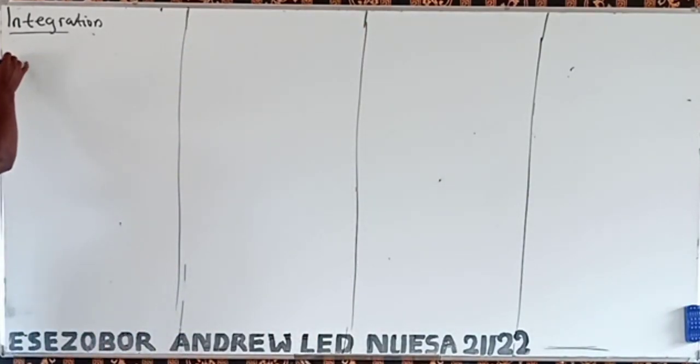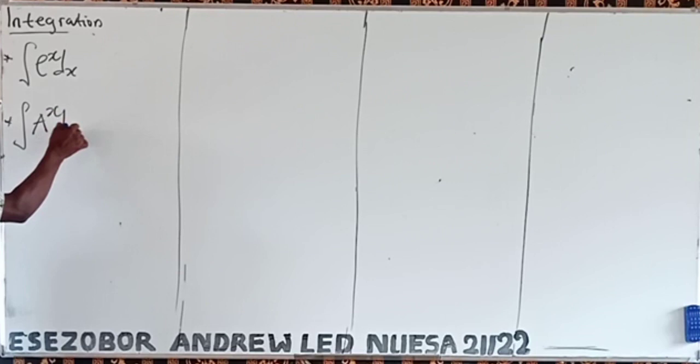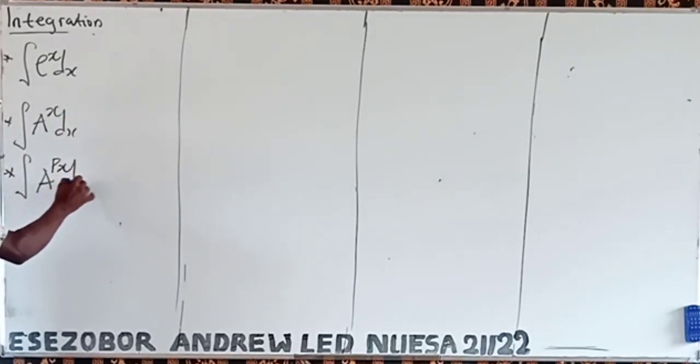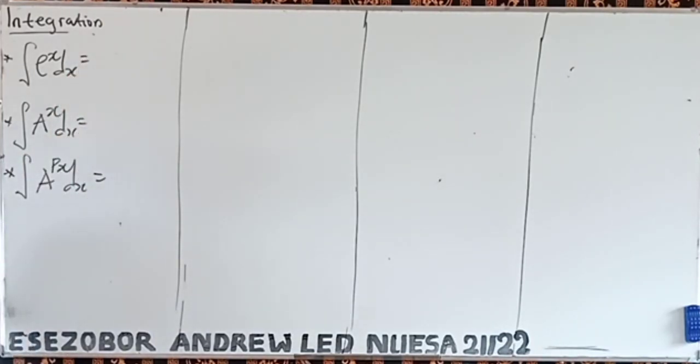Now, we have the exponential function e raised to power x dx. You have a raised to power x dx. You have a raised to power px dx. So what will be their respective answers? These are the 3 exponential functions we are going to have in this class.